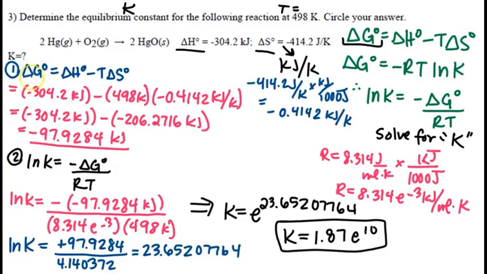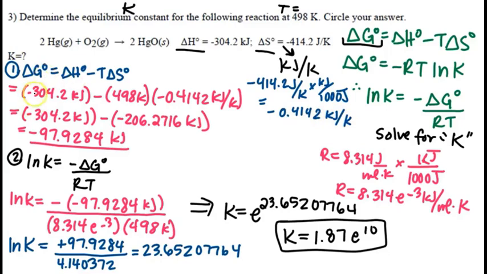First, let's solve for delta G naught. Again, we have to make sure everything is in the same units. So I convert my delta S naught from joules per Kelvin by dividing it by 1,000, getting kilojoules per Kelvin. I'm going to take negative 404.2 and divide by 1,000 to get negative 0.4142 kilojoules per Kelvin. So now I can plug all my values into my expression.